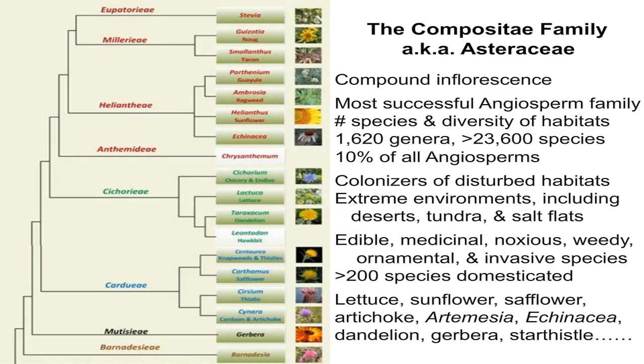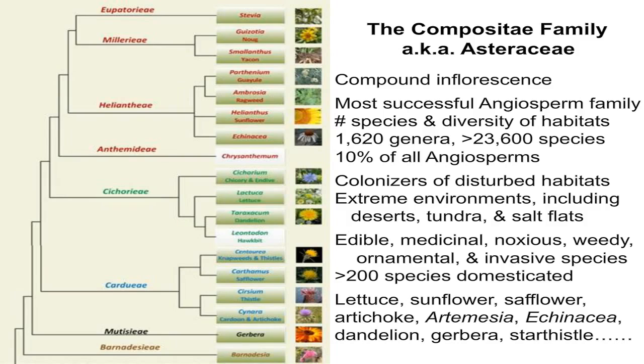Now, the group of plants that my lab has studied for many years are members of the Compositae family, otherwise known as the Asteraceae. They're characterized by their compound flower. In fact, the Compositae family is probably the most successful flowering plant family on the planet in terms of the number of species and the diversity of habitats. It has over 1,600 genera, over 20,000 species, and represents over 10% of all angiosperms. One of the attractive things about this group of plants is that they're colonizers of disturbed habitats, so potentially they are a great source of alleles for looking at adverse environments.